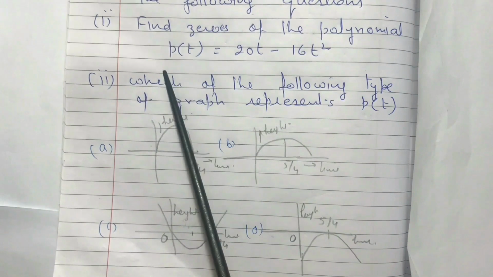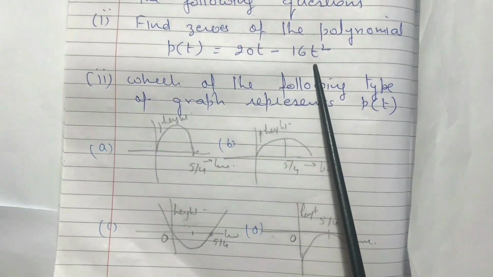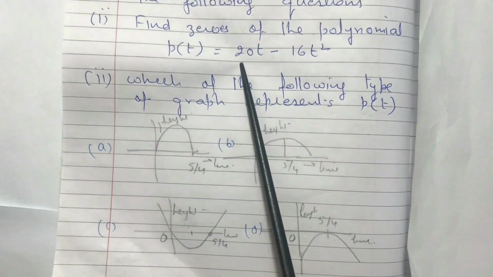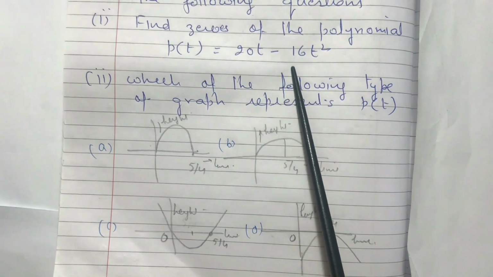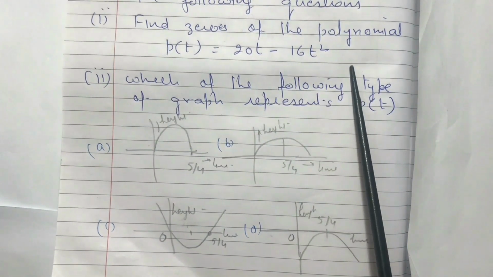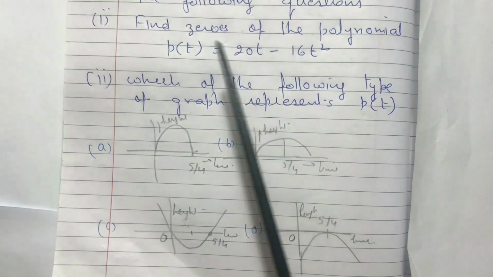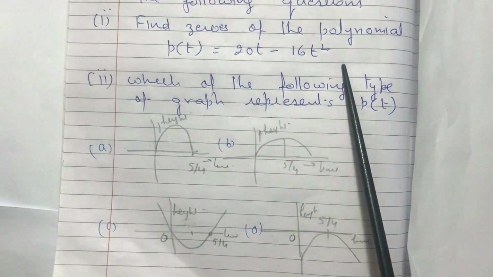You put p(t) is equal to 0. It means 20t minus 16t square is equal to 0. Take 4t common. You will have 5 minus 4t in the bracket. It means you have 2 zeros. One is 0, the other is 5/4.